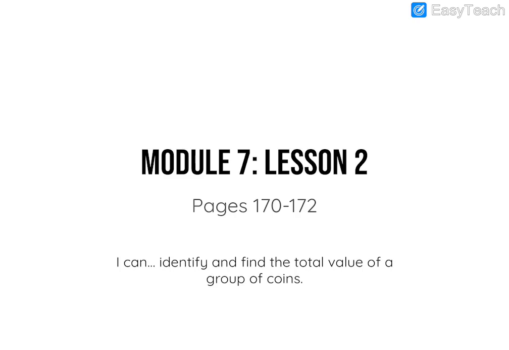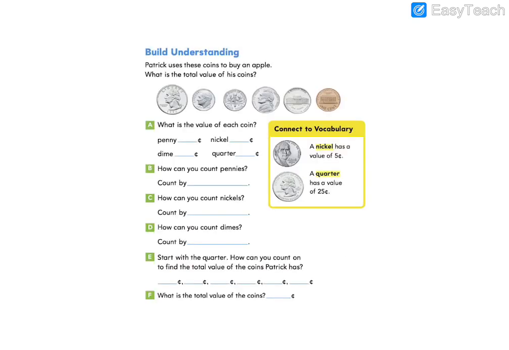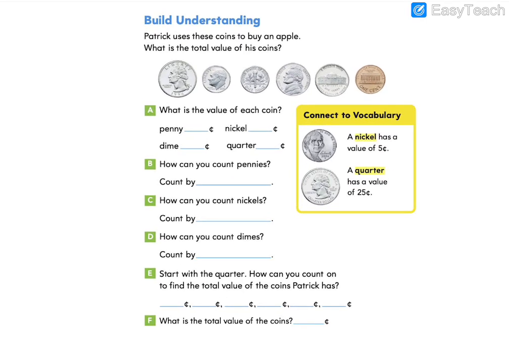So the first thing we're going to need to be able to do in this lesson is identify which coins are which and what the value of each coin is. Then we'll use that information to find the total value of groups of coins. So let's take a look at our problem. In the last lesson, we talked about pennies and dimes. We know that a penny is worth 1 cent and a dime is worth 10 cents.